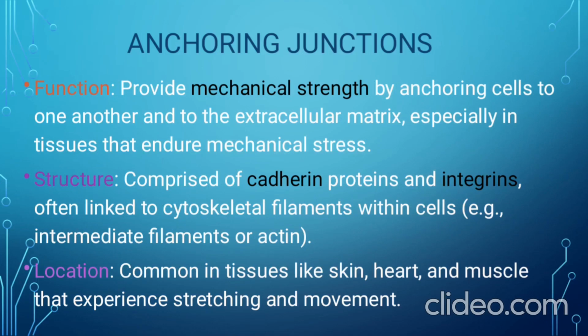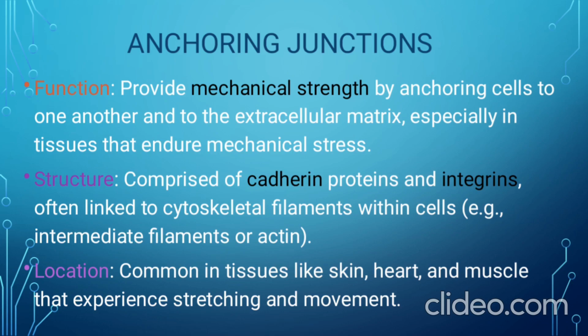Moving forward to the anchoring junction. I remember we said there are three types of membrane junction: occluding junction, anchoring junction, and communicating junction. We've talked about the occluding junction. Anchoring junctions provide mechanical strength by anchoring cells to one another and to the extracellular matrix, especially in tissues that endure mechanical stress. In other words, anchoring junctions can be between cell and cell or between cell and extracellular matrix. The structure is made up of cadherin protein and also integrin, and they are often linked to cytoskeletal filaments like intermediate filaments and actin filaments.